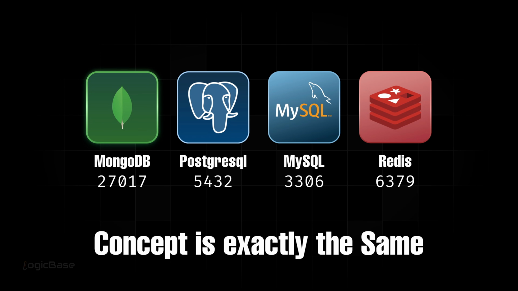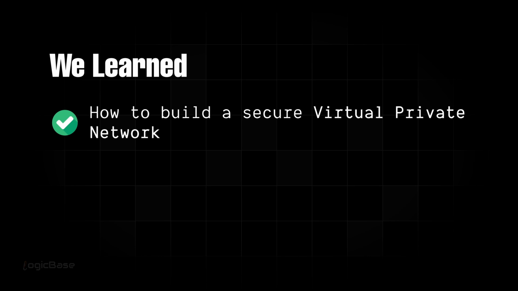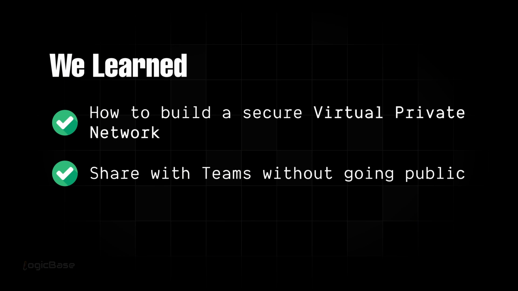Because we didn't teach a specific database here. We learned one thing: how to build a secure virtual private network over the internet and share your team's local services without making them public. And the best part is, you can apply this not only to a database, but to any local service. API server, admin panel, internal dashboard, staging service, whatever it is. You can share everything privately inside your team. And you can also use ACL to control who gets access to what. So that was the full workflow.